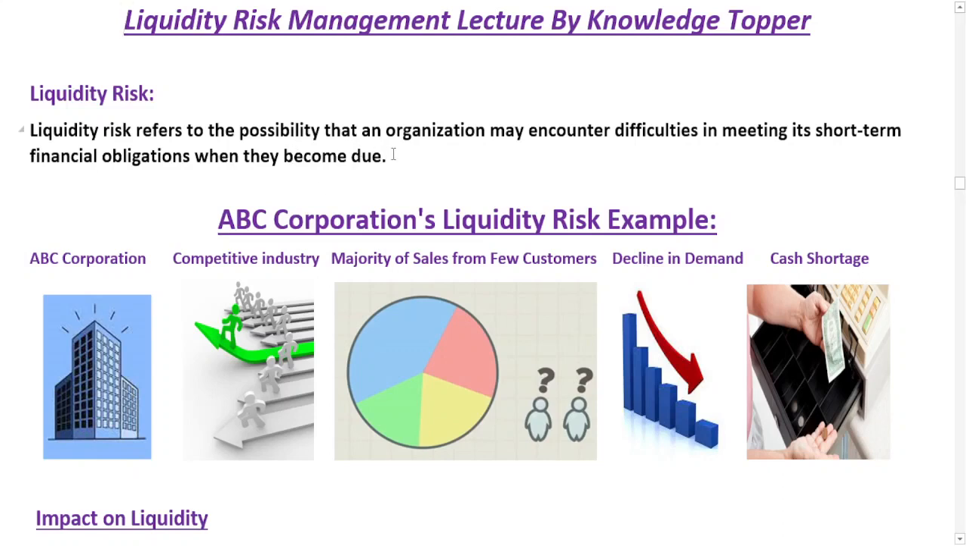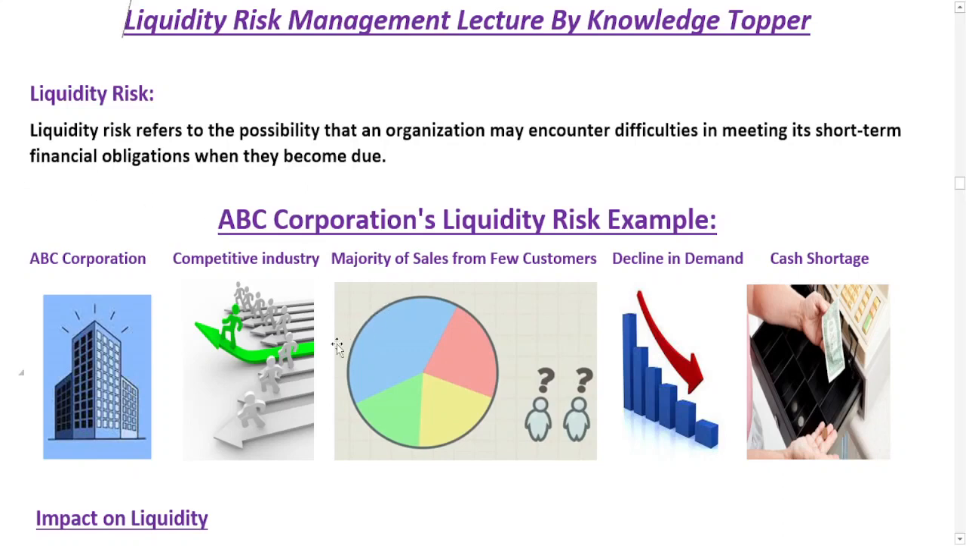First of all, let's discuss the definition of liquidity risk to have a basic understanding. Liquidity risk refers to the possibility that an organization may encounter difficulties in meeting its short-term financial obligations when they become due. Basically, organizations are exposed to liquidity risk due to their inability to convert assets into cash quickly without incurring significant losses. Liquidity risk can arise from various factors such as unexpected changes in market conditions, loss of investor confidence, or insufficient cash flow management as well.